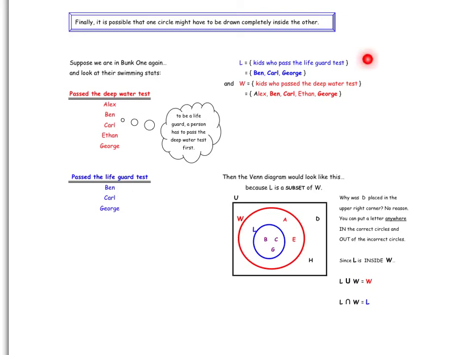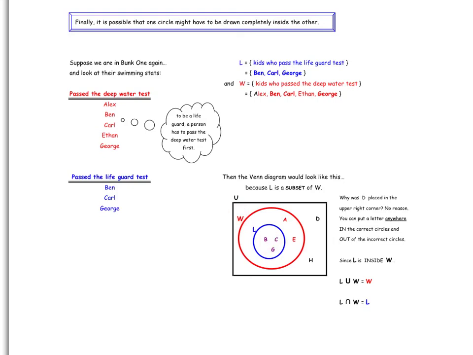If L stands for deep water, don't ask me why, it makes no sense to me. Oh no, I take it back. L is for lifeguard, gee, am I clever? And W is for deep water test. Then basically what we did was we put the lifeguards inside the deep water testers so that we could show that all the lifeguarders are deep water testers also.